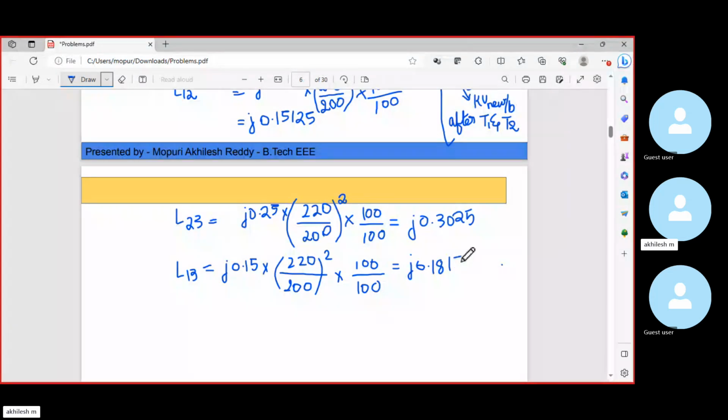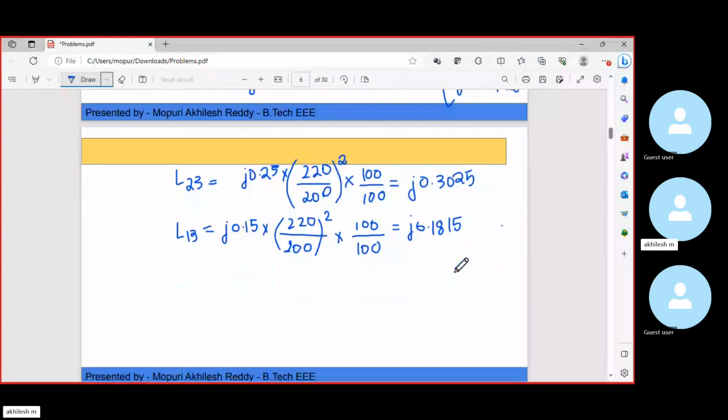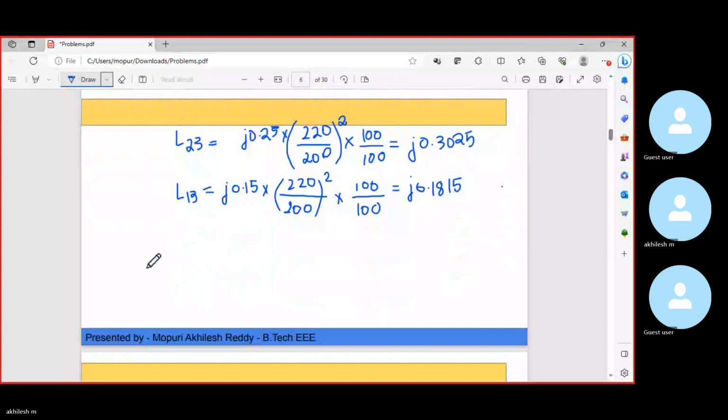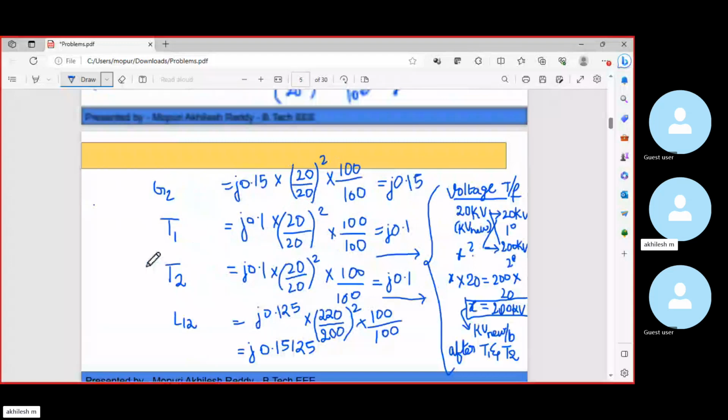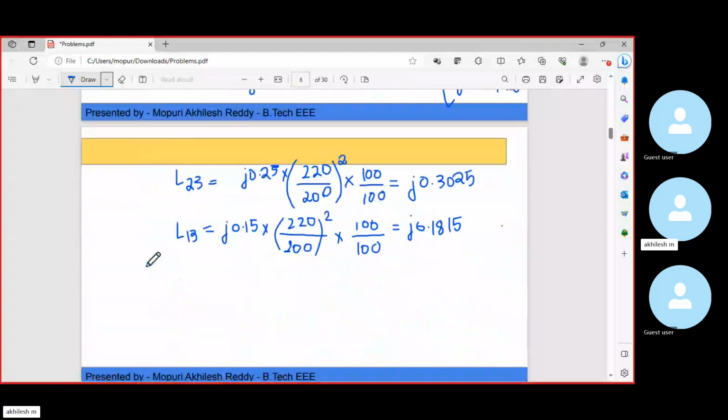Now, what are these values? They correspond to positive sequence and negative sequence. Now let us also find out the per unit values of zero sequence. Then after finding all the per unit values, let us draw the reactance diagrams for all the sequences. Per unit value is equal to X naught now.